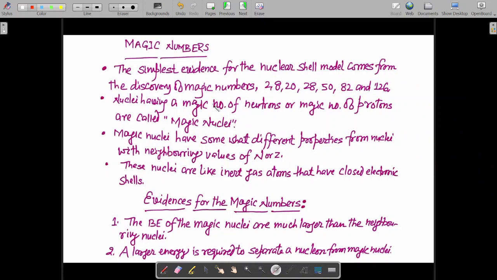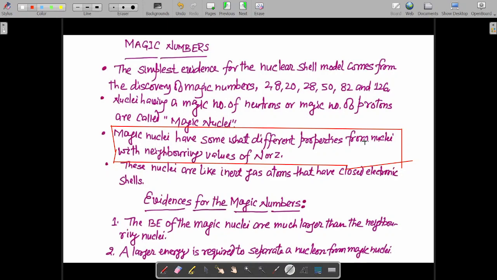So nuclei having a magic number of neutrons or magic number of protons are called magic nuclei. Magic nuclei have somewhat different properties from nuclei with neighboring values of N or Z. What does this particular statement mean? We are going to learn this in the next slide, that magic nuclei have somewhat different properties from nuclei with neighboring values of N or Z.